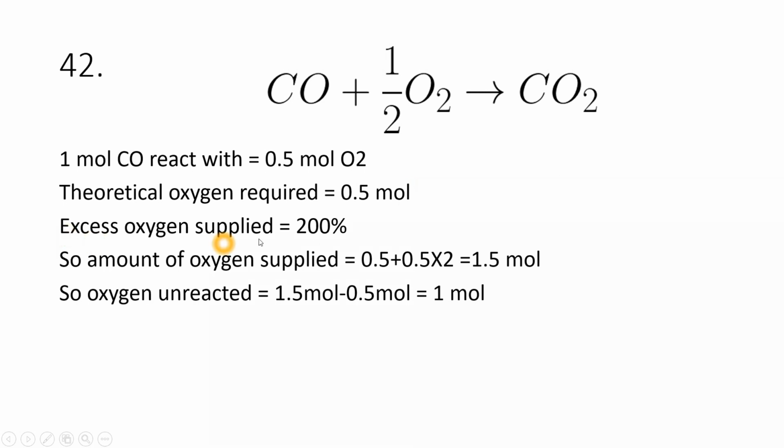We have been given that excess oxygen supplied is 200%. So the amount of oxygen supplied will be 0.5 plus 0.5 into 2. 200% means it is 2, right? 200 divided by 100, it will be 2. 0.5 into 2, so it will be 1.5 mole. 1.5 mole oxygen we are supplying and 0.5 mole is reacting. So the oxygen unreacted coming out is 1.5 mole minus 0.5 mole, equal to 1 mole, right?